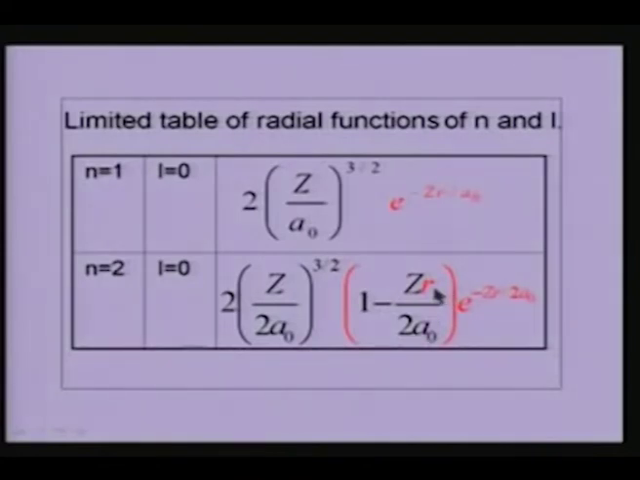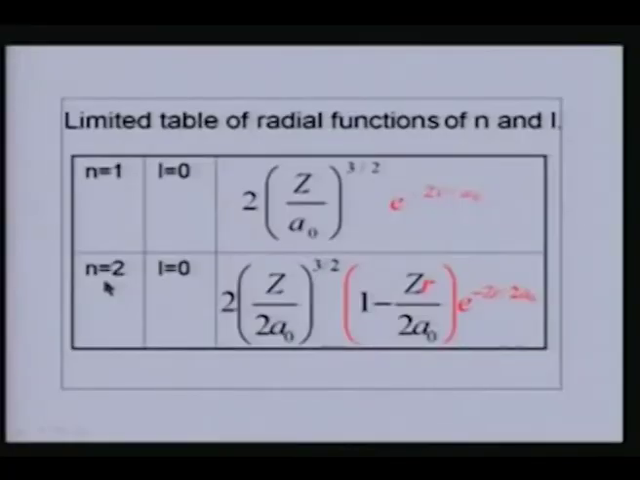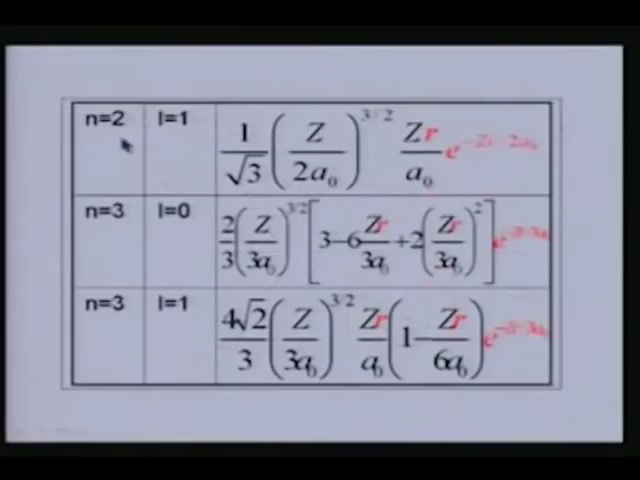In fact, at r equal to 0, it is simply this constant, this exponential is 1, this is simply 1, but it does go to 0 when r is equal to 2 a naught by z. Okay, z is charge, therefore, when r is equal to 2 a naught, this function goes to 0. Therefore, it has a radial node at an intermediate value. The radial node is there for the function L equal to 0, n equal to 2, and is not there for the function L equal to 1, n equal to 2.